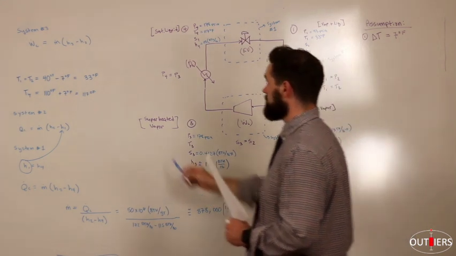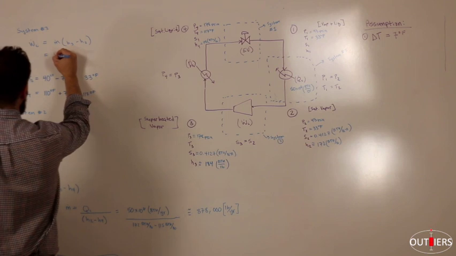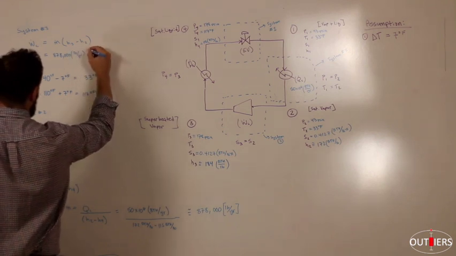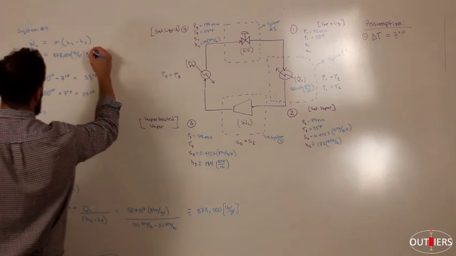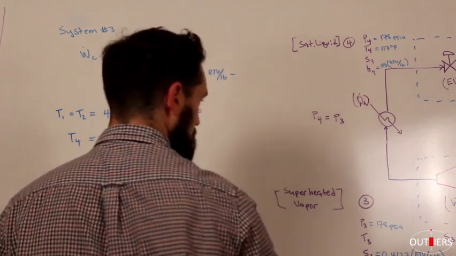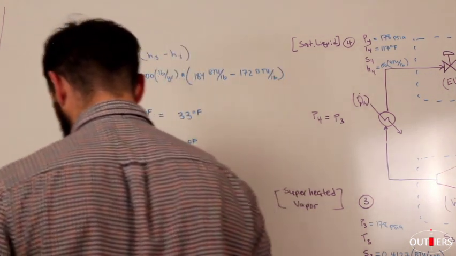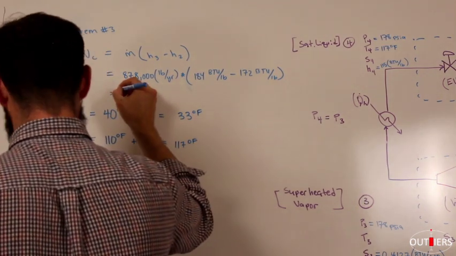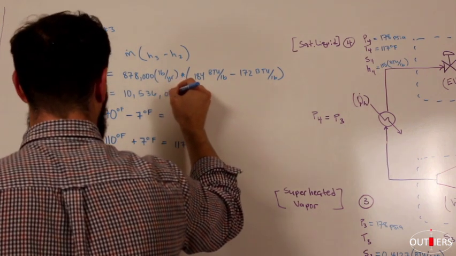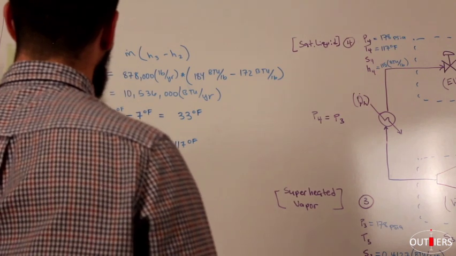So what do we need to do now? Take this back in, plug it in, and solve for WC. If we do that, our mass is 878 thousand pounds per year, times H3, which is 184 BTUs per pound, minus H2, which is 172 BTUs per pound, which winds up being roughly 10,536,000 BTUs per year. So we found the energy requirement for our compressor.